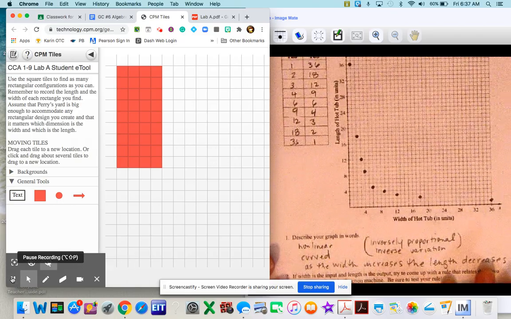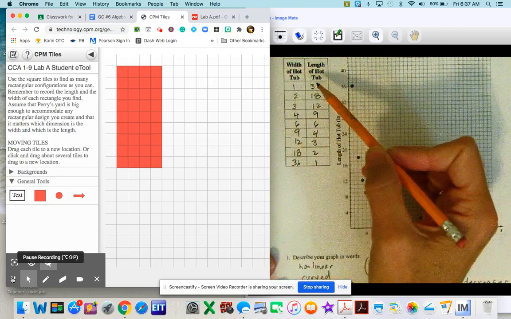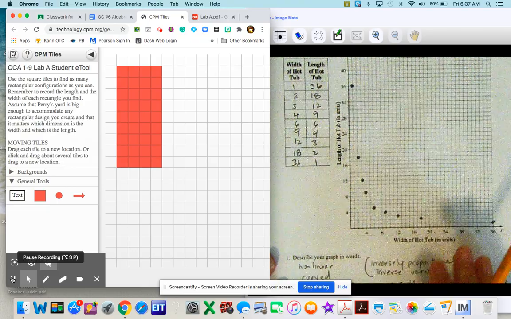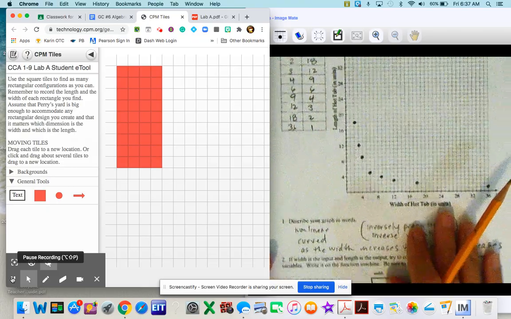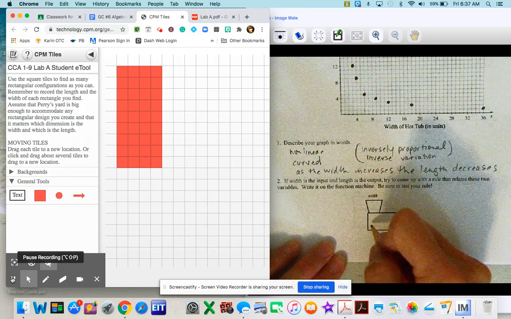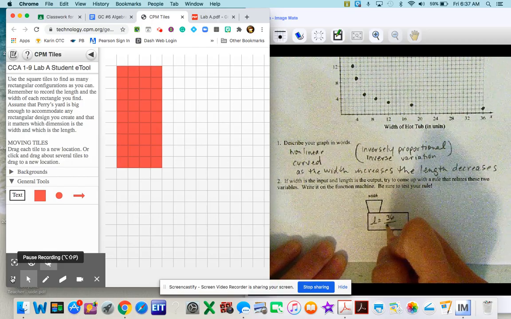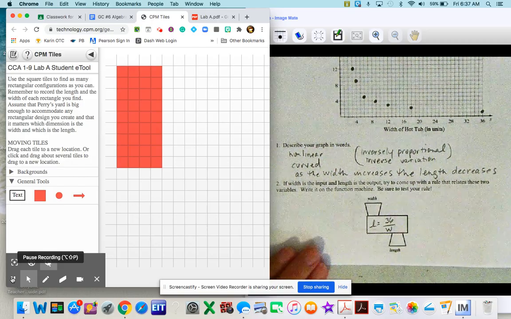Okay, so there's lots of different things that you could have maybe come up with, but did you notice that if you knew the width, you could have predicted the length, okay, by taking 36. So the rule could be the length is equal to 36 divided by the width. And I bet some of you guys figured that out.